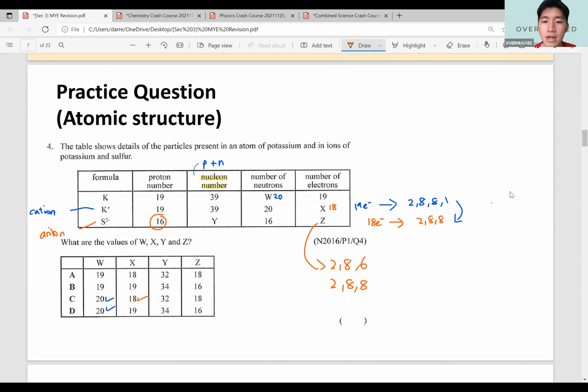It gained 2 electrons. So how many electrons does S have? S will have 18. So Z is 18 as well. Lastly, how do we find Y? You simply need to add the proton plus neutron. 16 plus 16, 32. Therefore, the answer here should be C.